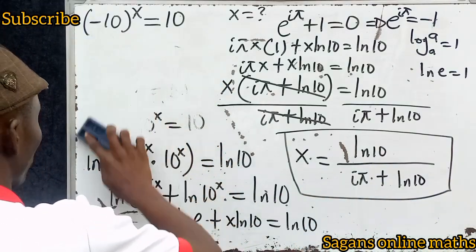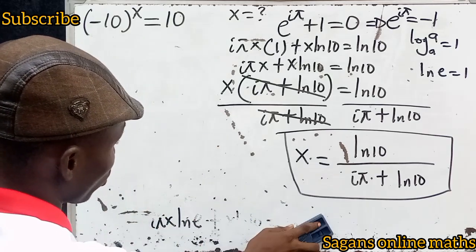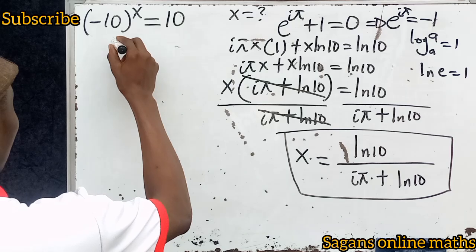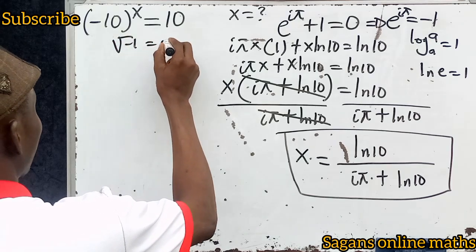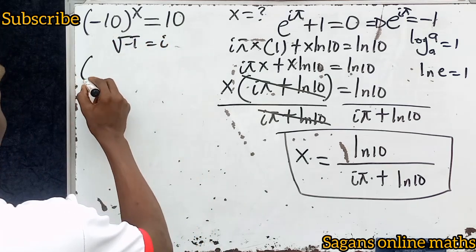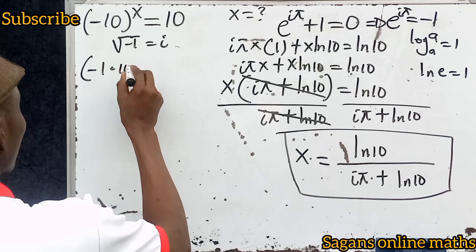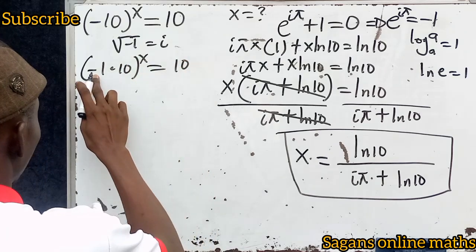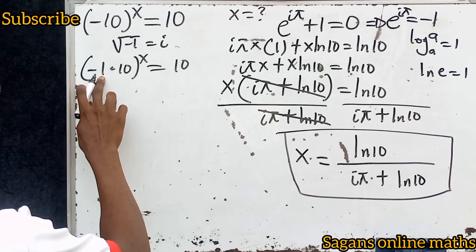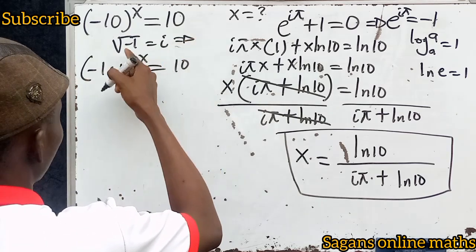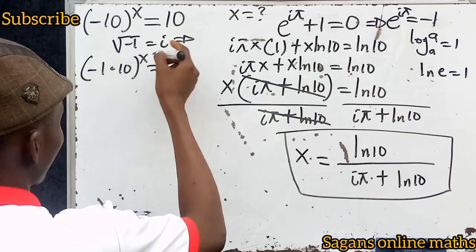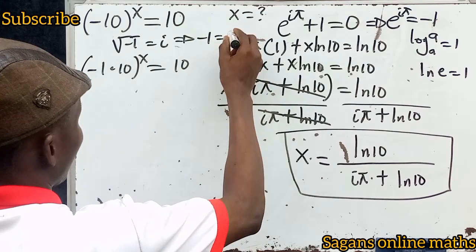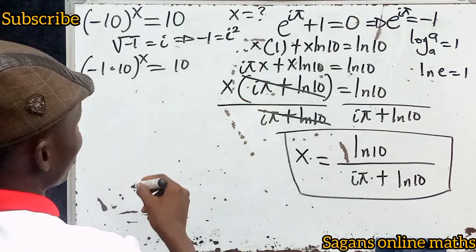Now I want to show you another interesting method you can use to solve this question in a very simple way, right? Now we know that the square root of minus 1 is equals to i, right? That means minus 1 multiplied by 10 to the power of x equals to 10, right? And look, I can see that we are having minus 1 here, right? So this implies that to make minus 1 the subject of the formula, we take the square of both sides. That means minus 1 will be equals to i square. All right, that's beautiful, right?